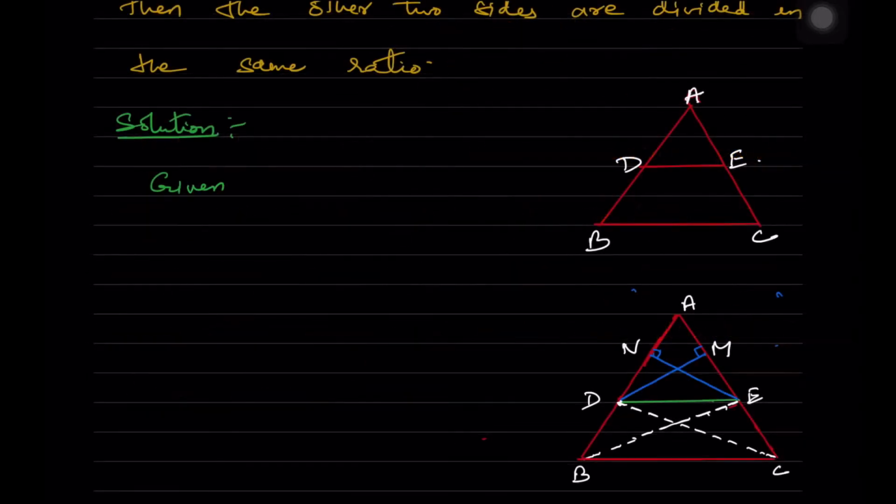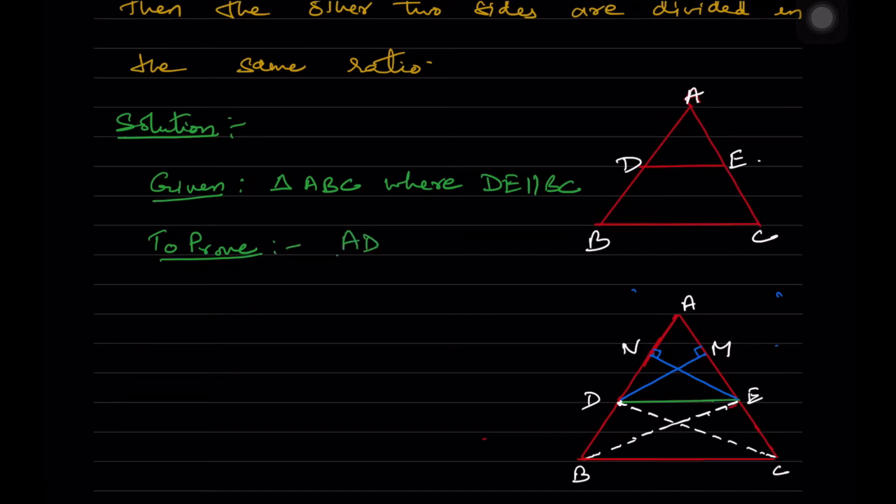We are given here triangle ABC where DE is parallel to BC. Now, to prove: AD by DB is equal to AE by EC. So from the triangle you can see clearly what we have to prove. Since we are given that DE is parallel to BC, we have to prove that AD by DB is equal to AE by EC.